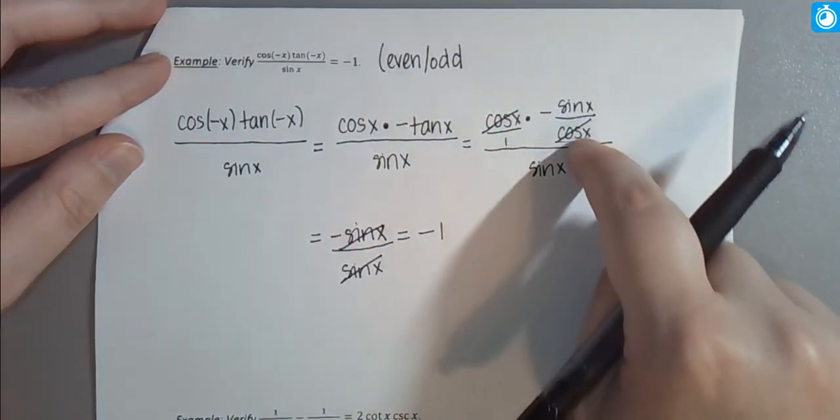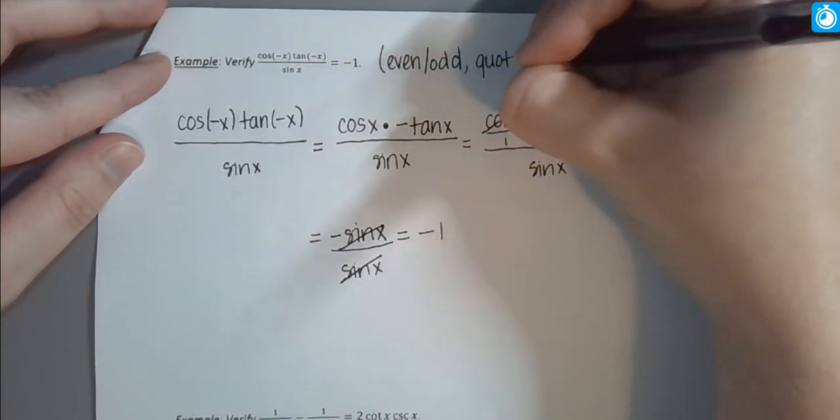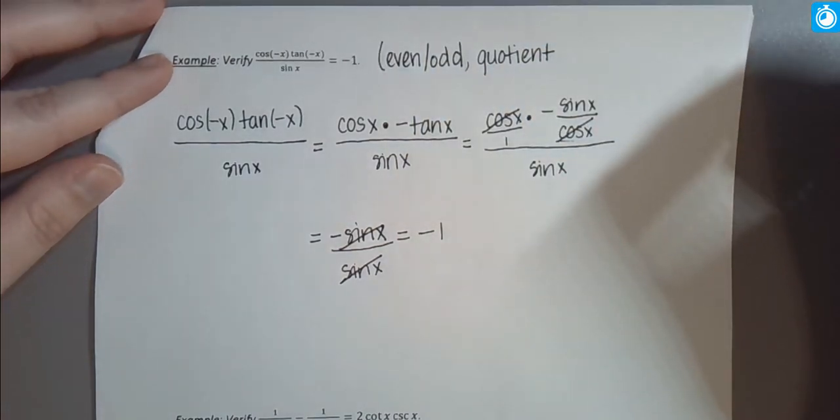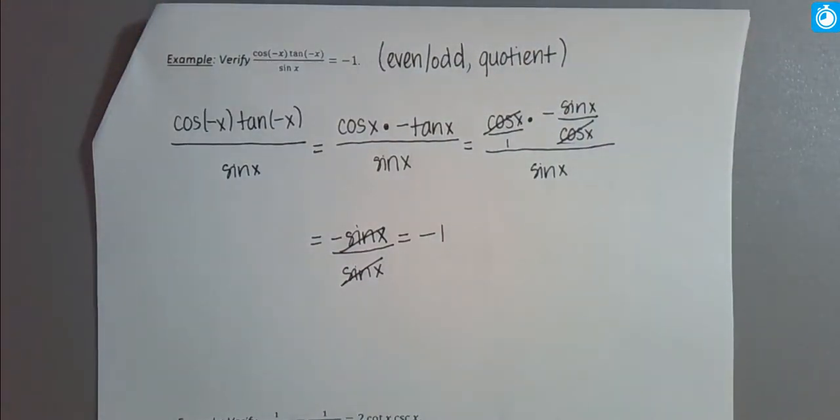Okay, we used a quotient identity. And past that, it was really just reducing common factors. Anything divided by itself is 1. So those would be the major things we used here. We used a couple different types of identities.